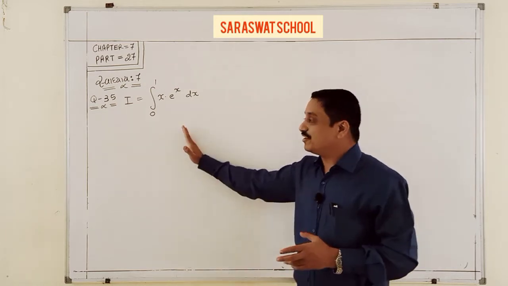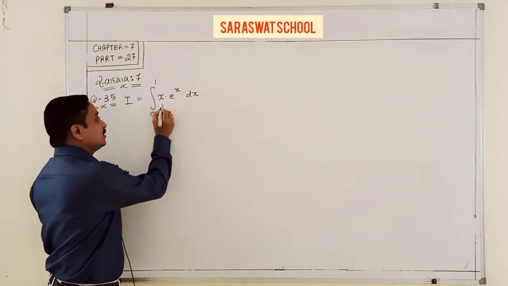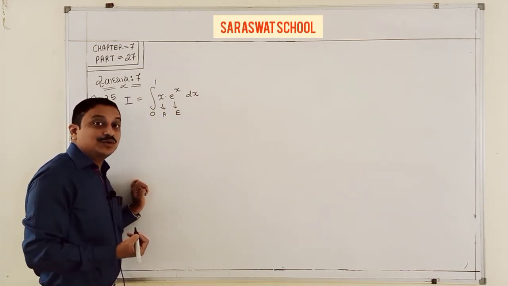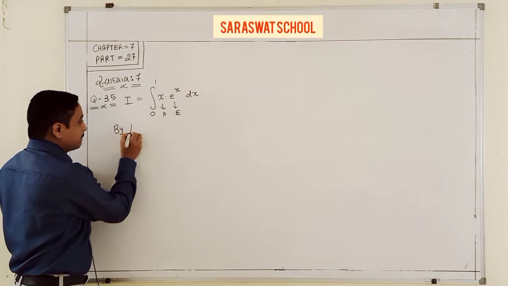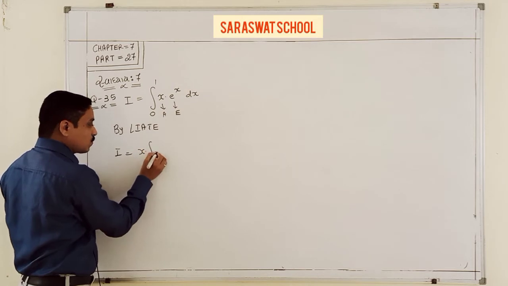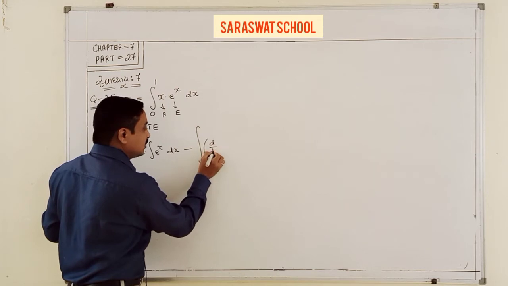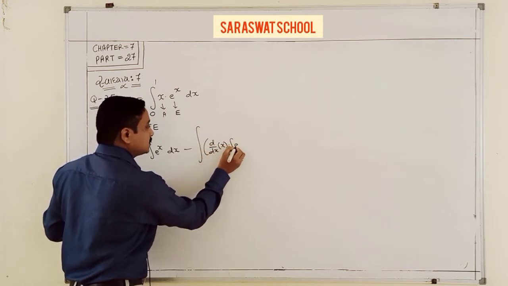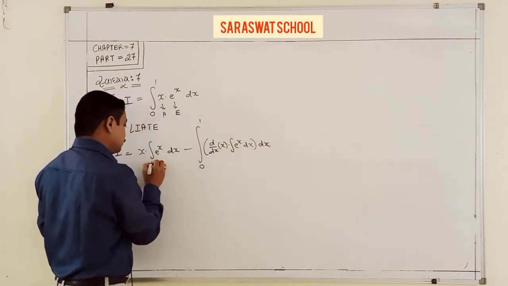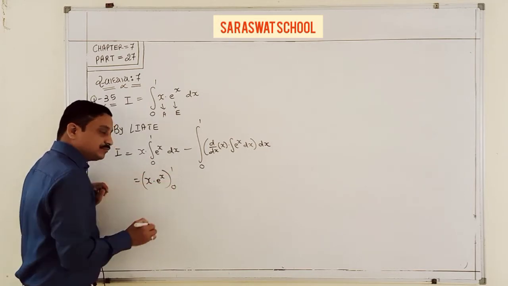So exercise 7, question 35: the integral from 0 to 1 of x e^x dx. Algebraic and exponential, so we are going to use LIATE. First function as it is, second integration, minus first derivative, second integration. The limit is the same. So the integration is the same, and the limit applies from 0 to 1.